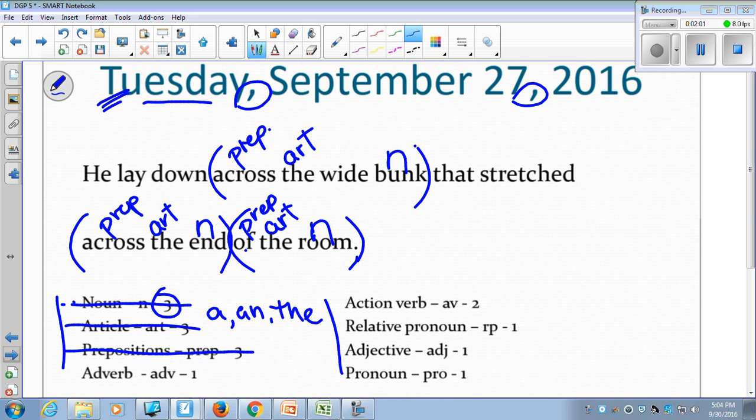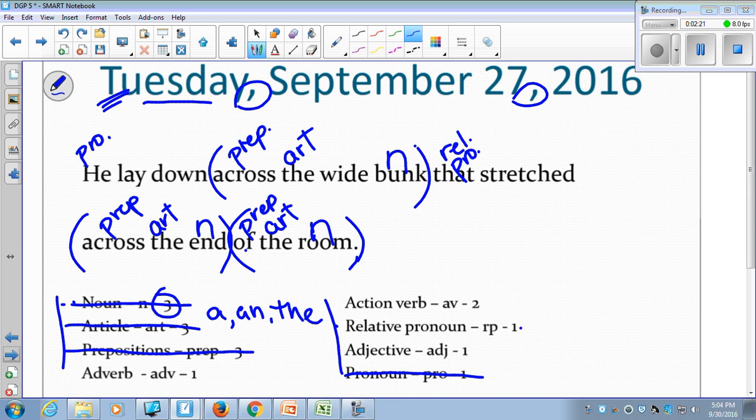Now, let's talk about pronouns. He is our pronoun. It is a nominative pronoun. On the next slide, it will be a subject pronoun, a subject, and then your relative pronoun, that's a little bit different. It's a little trickier. It's going to be the word that.